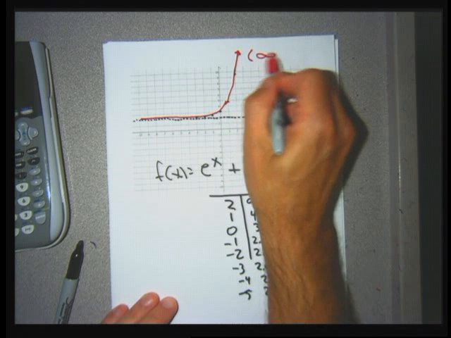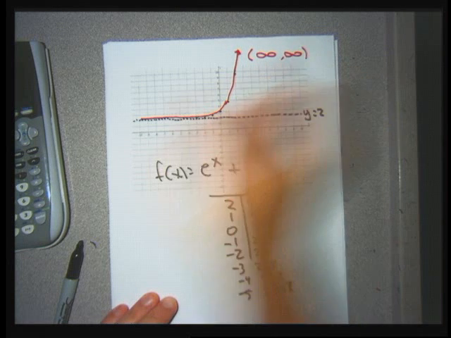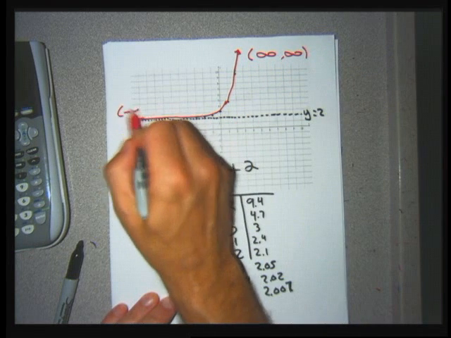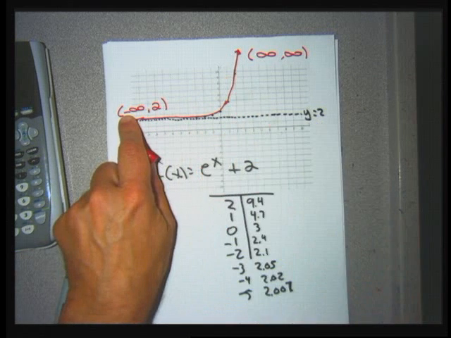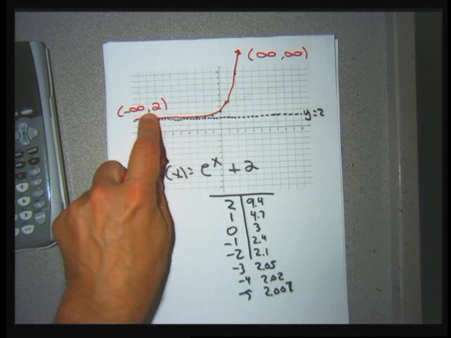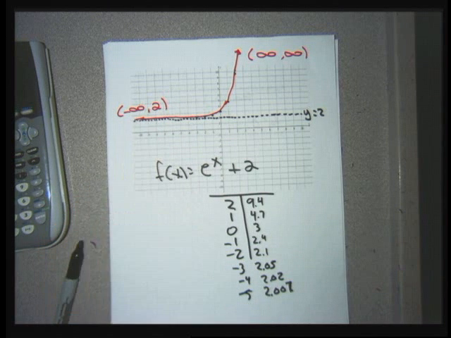When you extend it up and to the right, you go to infinity. But if you extend it all the way to the left, you go to negative infinity, comma 2. It goes all the way to the left edge of the x-axis, which is negative infinity, but it never goes beneath y equals 2. So this would be a reasonable graph for part A.